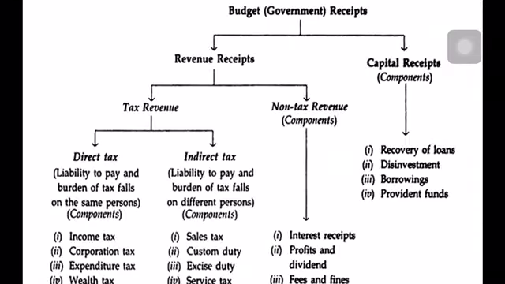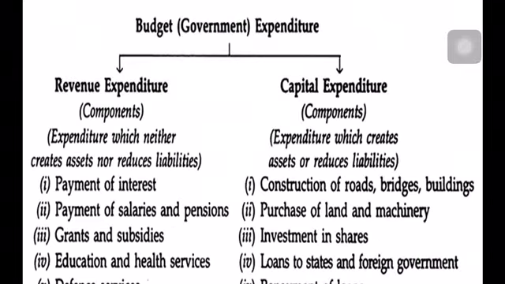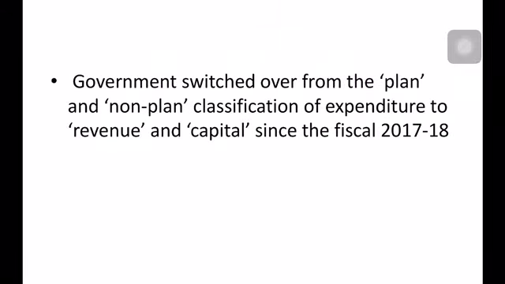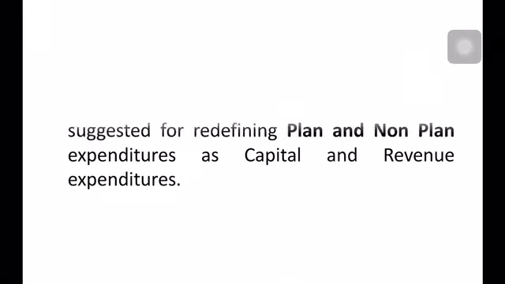And I also showed you the reasons why it actually happened, but today we are going to discuss it completely. So that is where we have to start. This is where the government switched over from the plan and non-plan classification to revenue and capital since the budget 2017-18, and now the question is why.